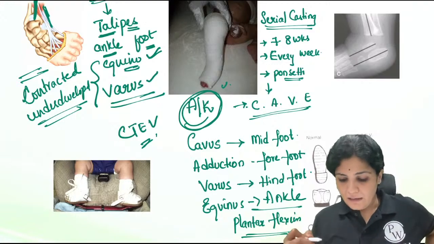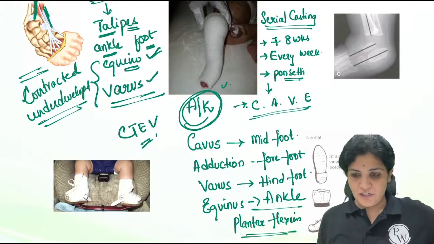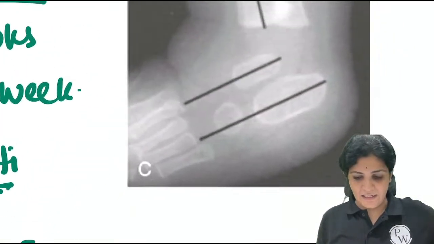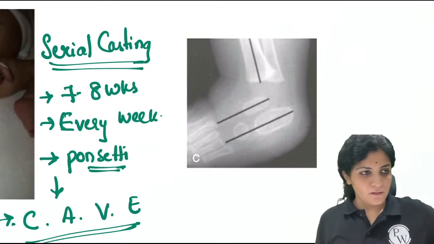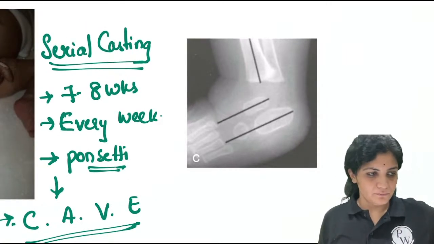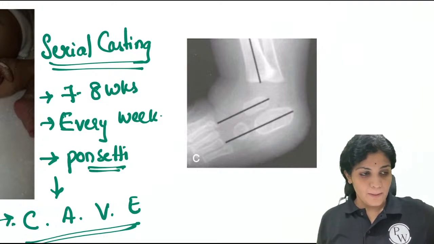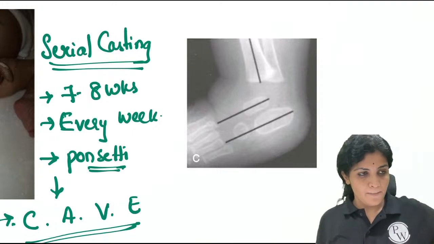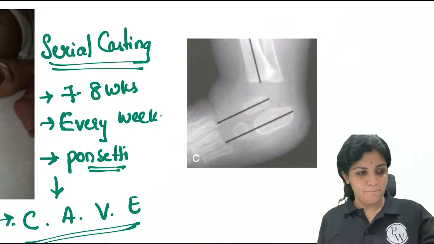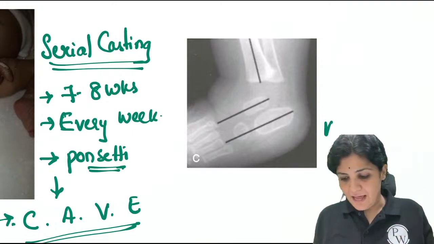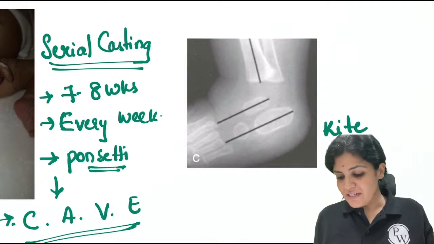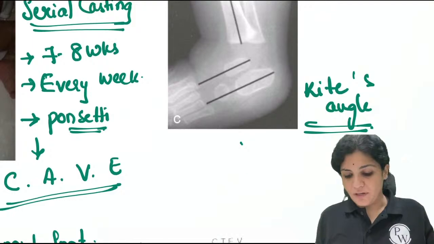Okay, so these are the deformities and this is the correction. So what is this angle in CTEV? Yes, hi Bharat. So this is Kite's angle. So this is Kite's angle. So here, what is happening?